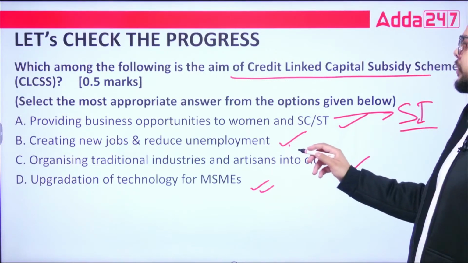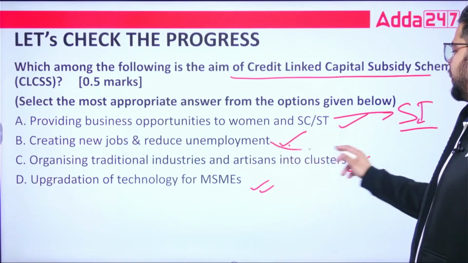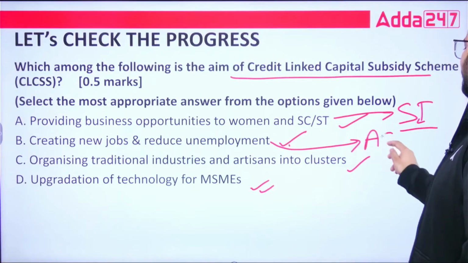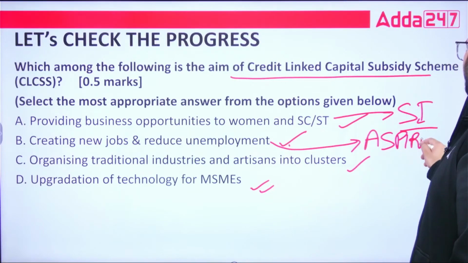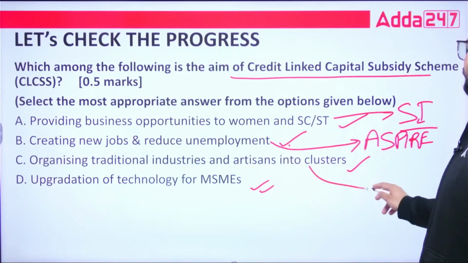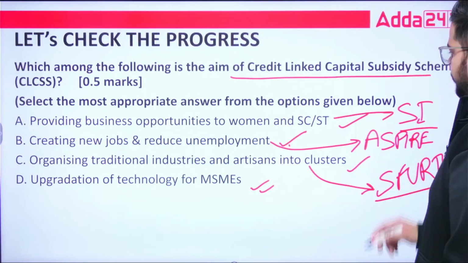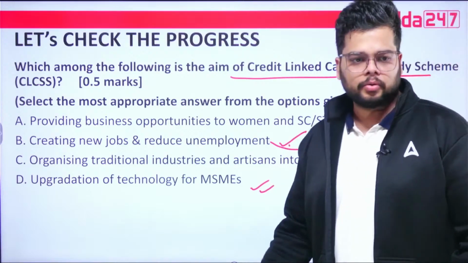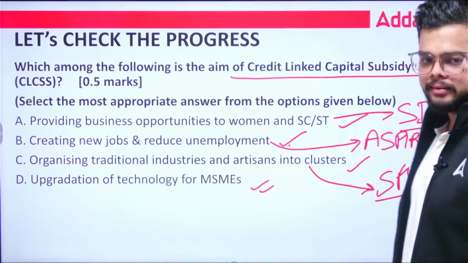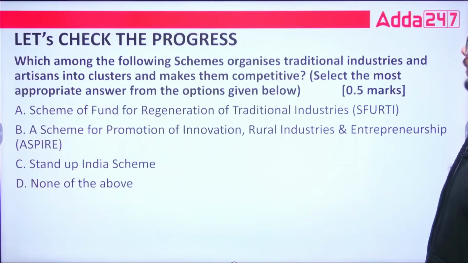Then the second option, creating new jobs and reducing unemployment. It was one of the components of the ASPIRE scheme. And what about option C, organizing the traditional industries and artisans into clusters? Again, we have the description of the SFURTI scheme. Fine. So for this particular question, CLCSS is the upgradation of technology for MSMEs, option D.